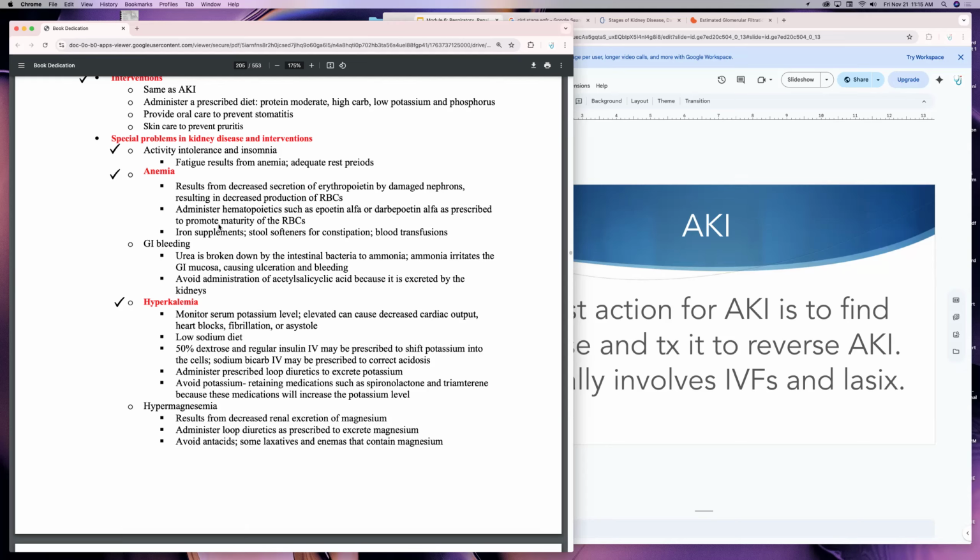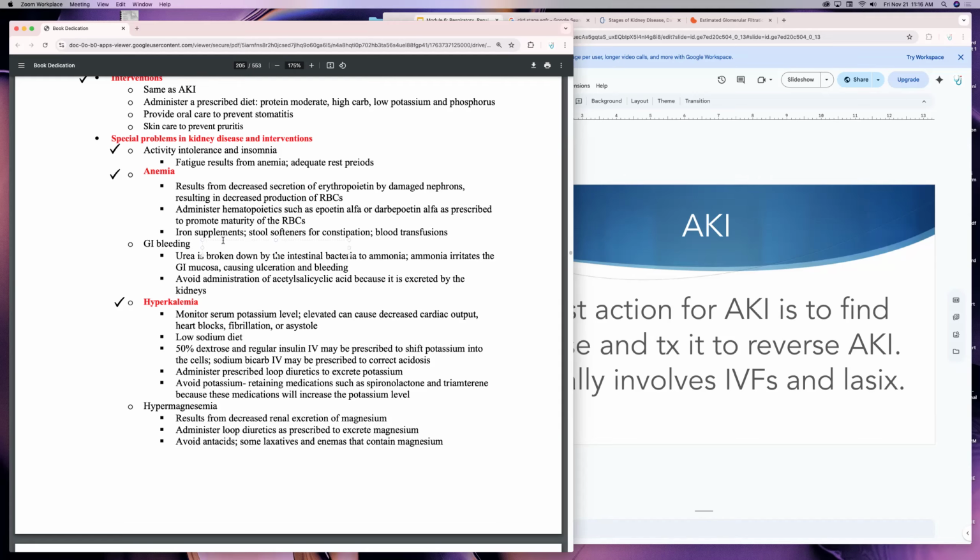Okay? So special problems with chronic kidney disease, number one, fatigue because they're anemic. Number two, they're anemic because they don't make enough erythropoietin. How do you treat it? You give them man-made epoetin, epoetin alpha, darbepoetin. You give them iron so they can make hemoglobin. You give them blood transfusions as needed. Number three, they're at increased risk for GI bleed.